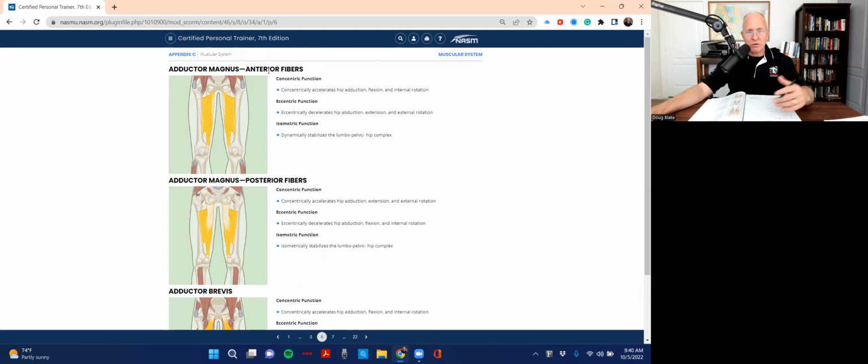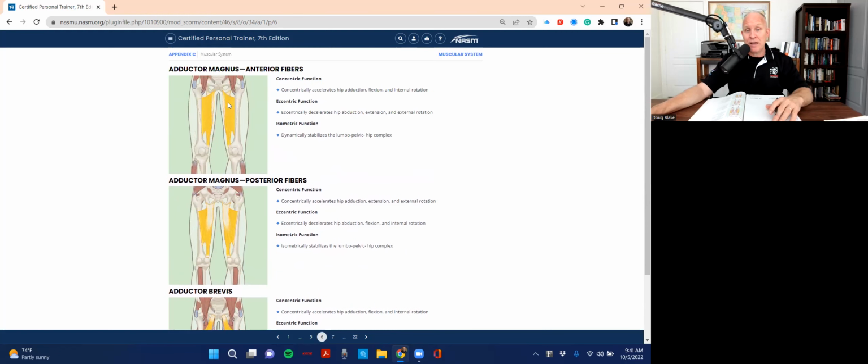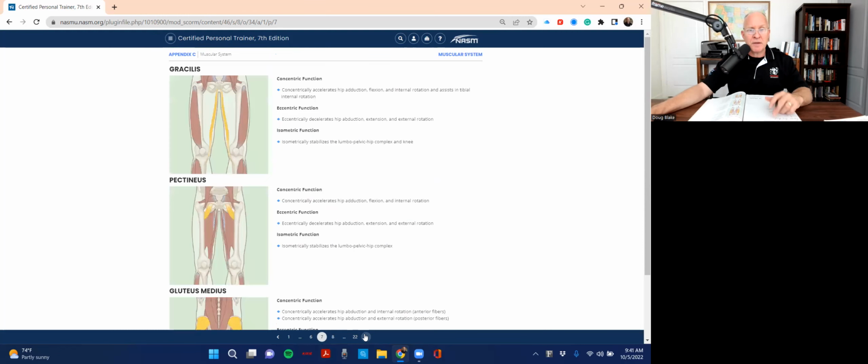Adductor magnus. Okay, so anterior front fibers, posterior fibers. Yes, there. And by the way, NASM's being nice to you, just so you understand. They're actually being nice to you because there's a lot more intricacy and precision to neuromuscular control attributes of these muscles. And so they're just giving you these main areas. So anterior, posterior, adductor, either brevis or brevis. I say brevis. You say tomato.